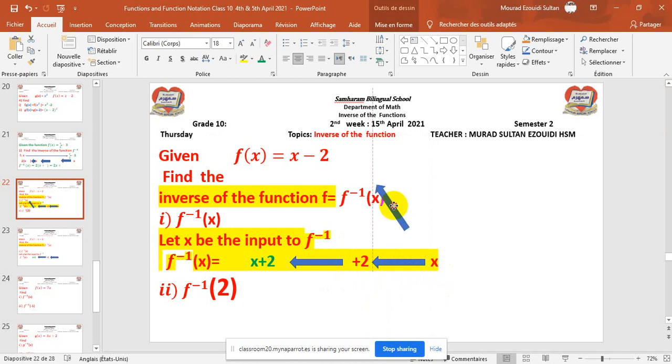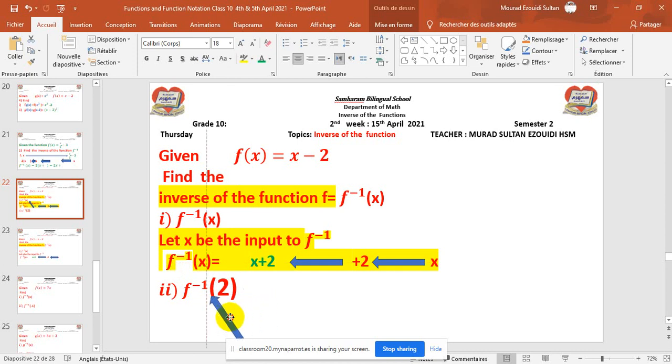Then we move to our function. This is minus, so I will put plus. If it is plus, you will put negative. Then it will read as x plus 2. I will write it here. So x plus 2, my daughters, is the inverse function.